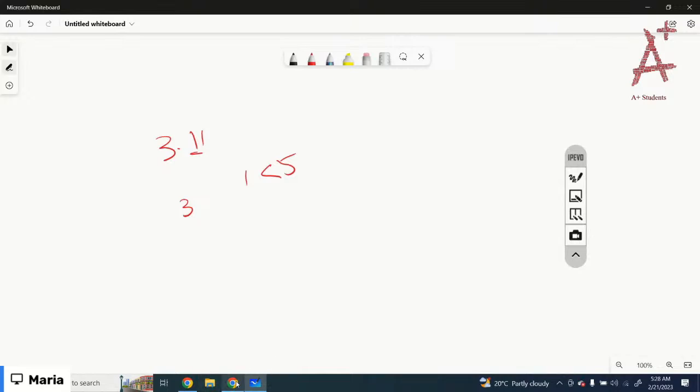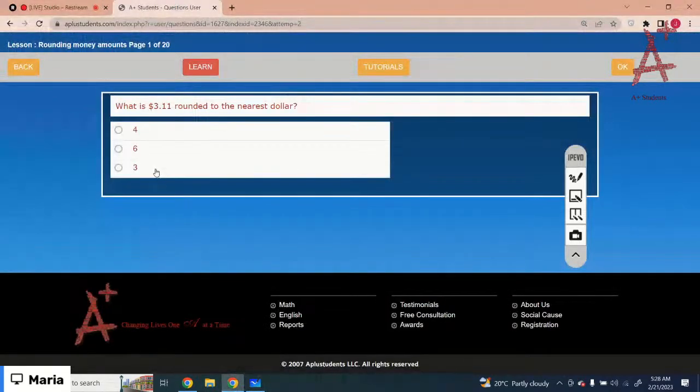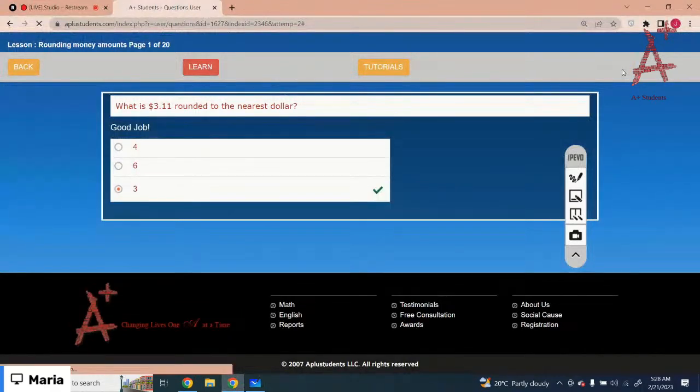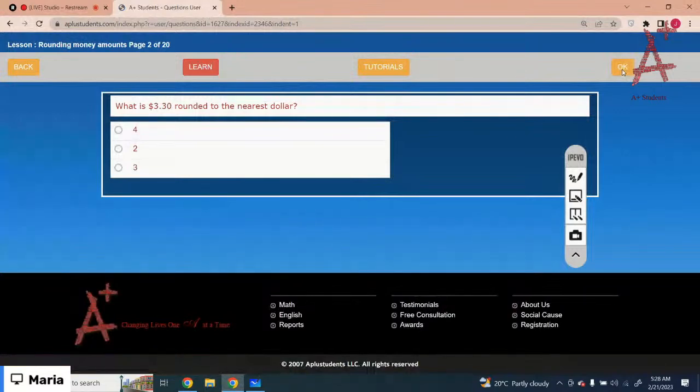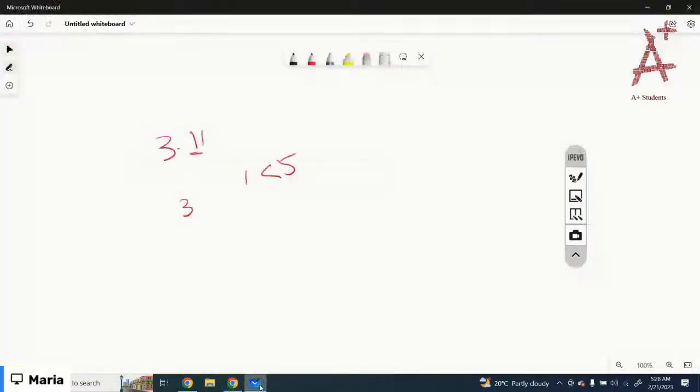I haven't selected the correct option. The correct option is 3. 3.11 is rounded off to 3. Sorry, I forgot to select the correct option. Okay, the next one is what is 3.30 rounded to the nearest dollar?